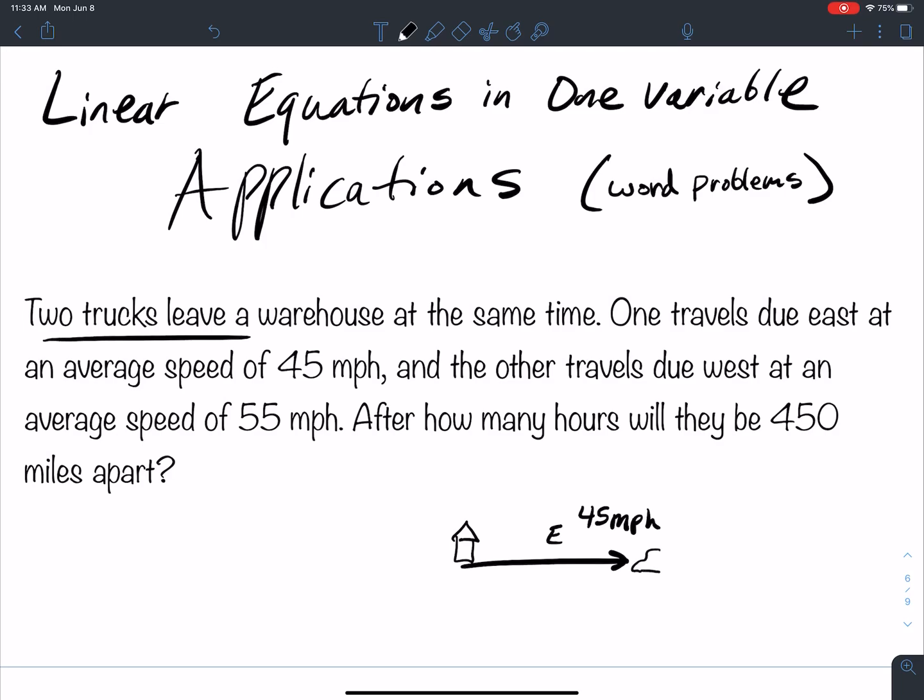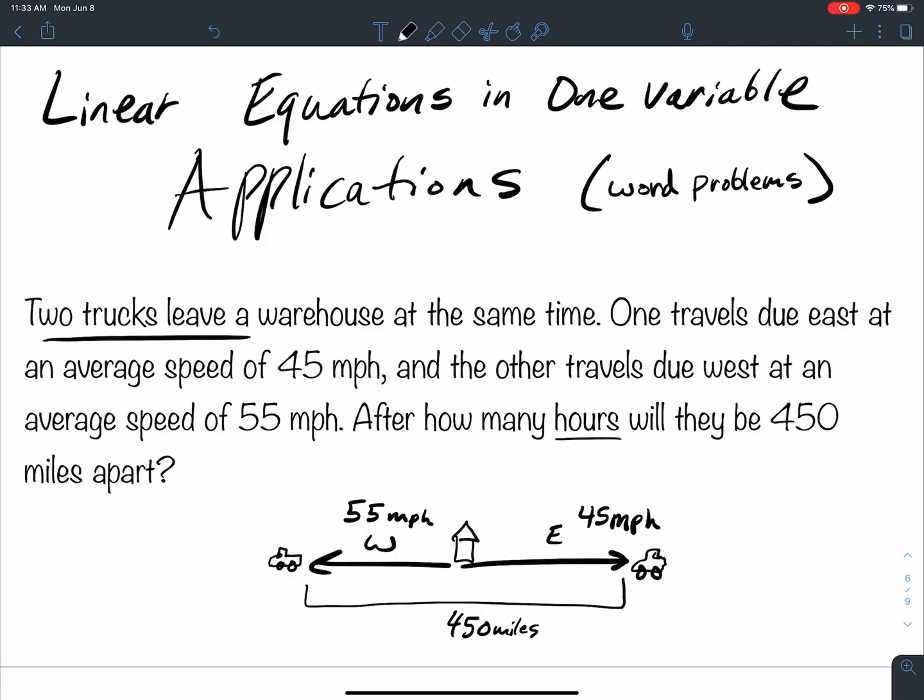Look at that pretty little truck, right? There you go. And then the other travels west at an average speed of 55 miles per hour. After how many hours will they be a total of 450 miles apart?